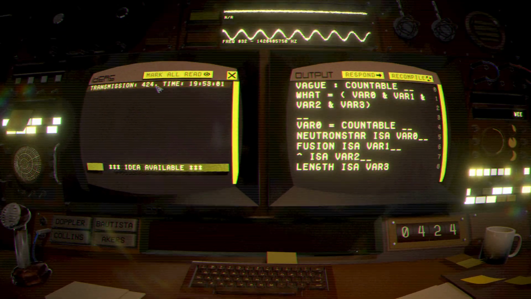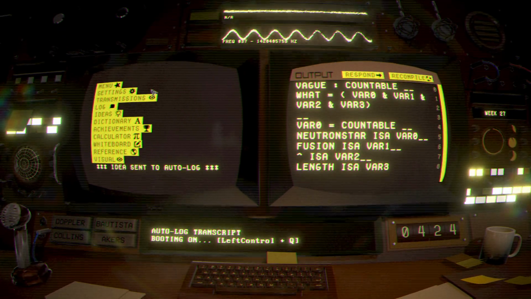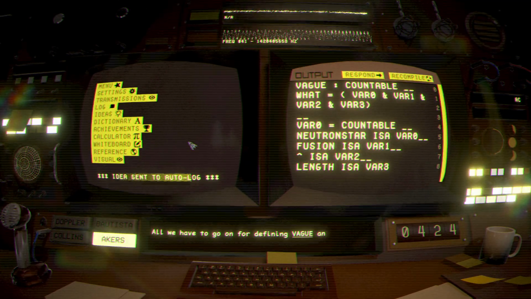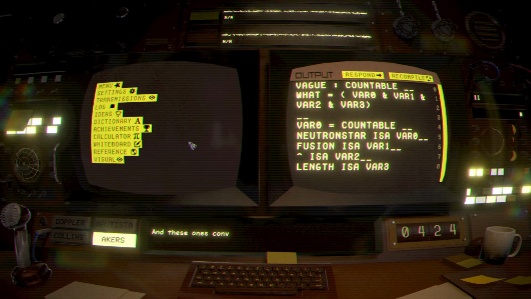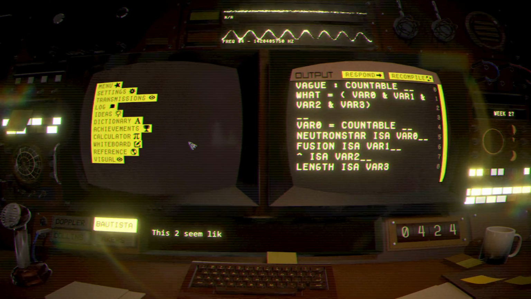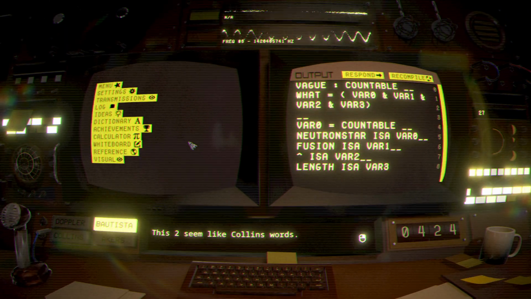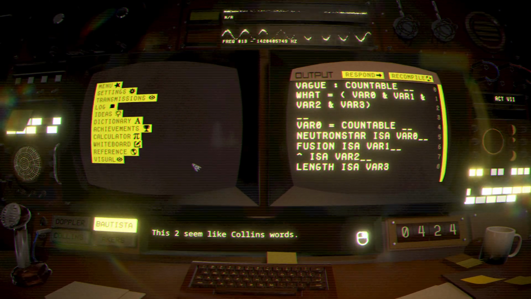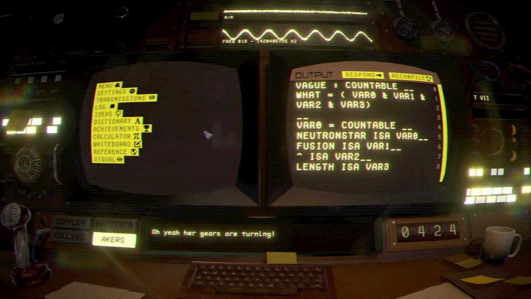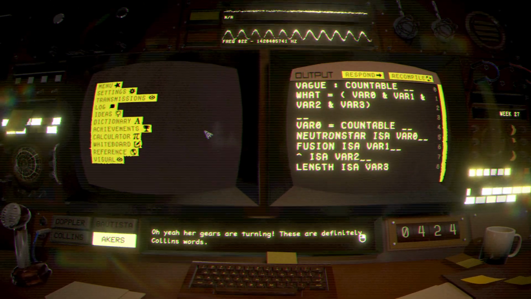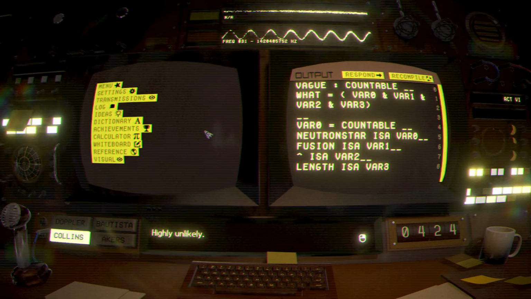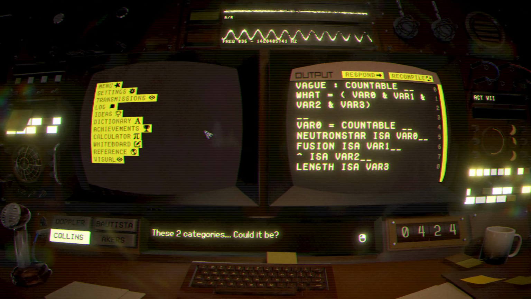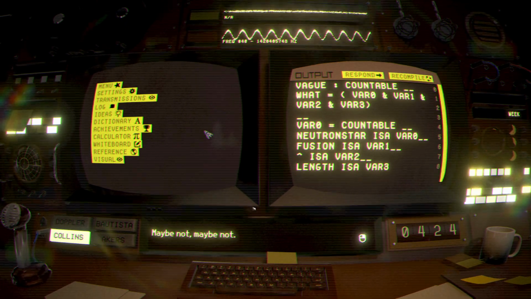Alright, let's see what their idea is. Maybe I'm just a dummy. All we have to go on for defining vague and countable is the examples from last transmission, and these ones are not listed. This too seems like Colin's words. Oh yeah, her gears are turning. They're definitely Colin's words. Or grammar? Highly unlikely. Two categories. Could it be? Maybe. Maybe not.